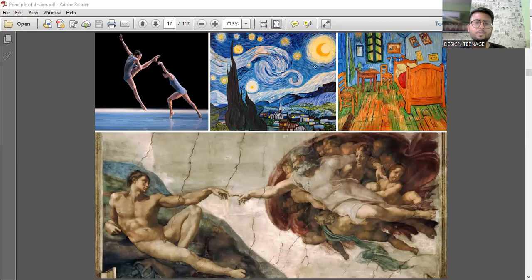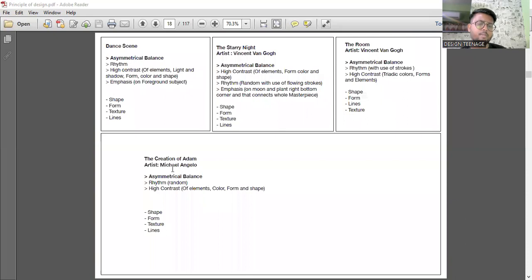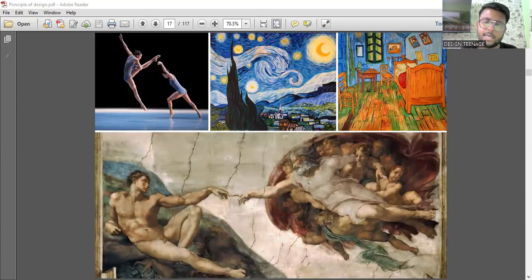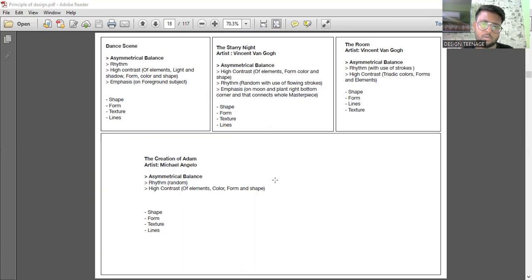Next one, the name of this composition is The Starry Night, made by Vincent Van Gogh, full name. The next one is The Room, made again by Vincent Van Gogh. And the last one is The Creation of Adam, made by Michelangelo. The first one is a drama scene, nothing very specific to remember. Names of these compositions you need to remember: The Starry Night, made by Vincent Van Gogh, The Room, made by Vincent Van Gogh, and The Creation of Adam, made by Michelangelo.